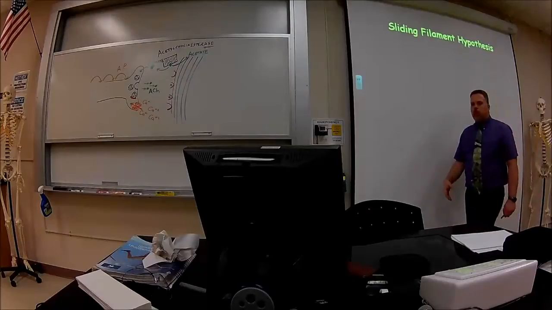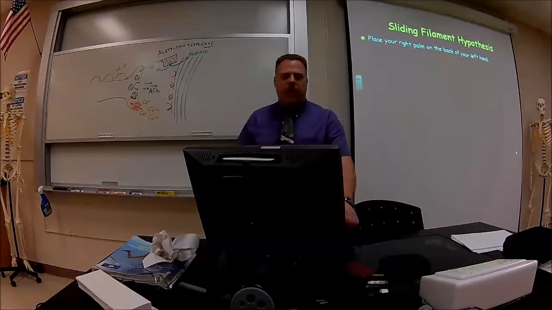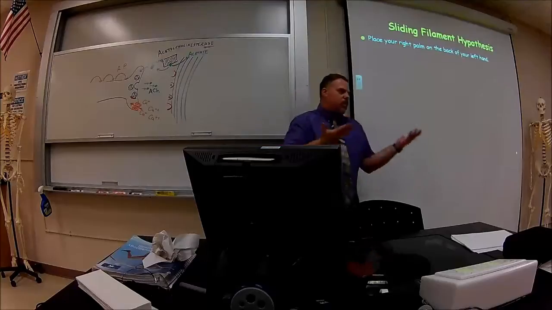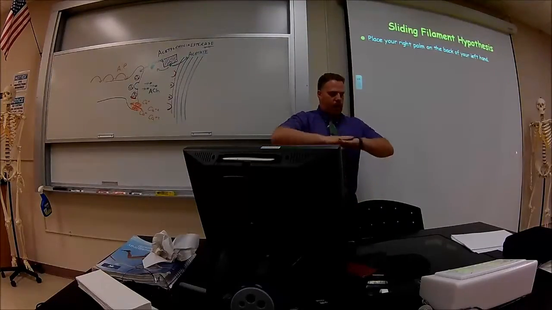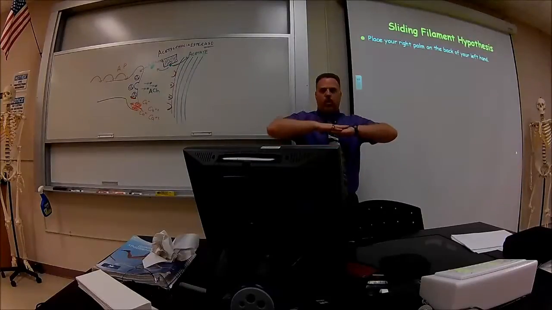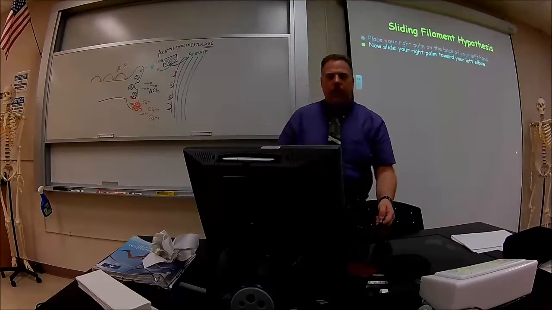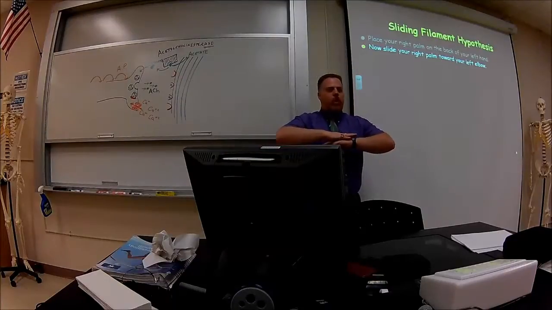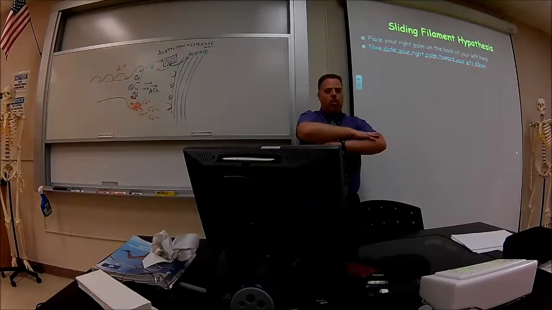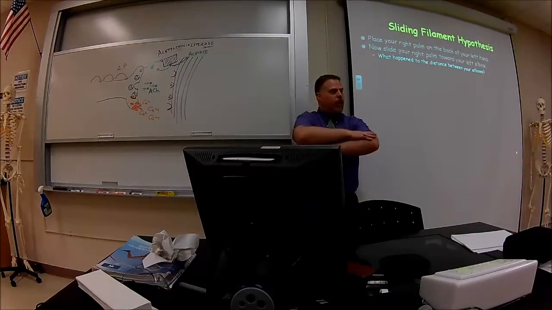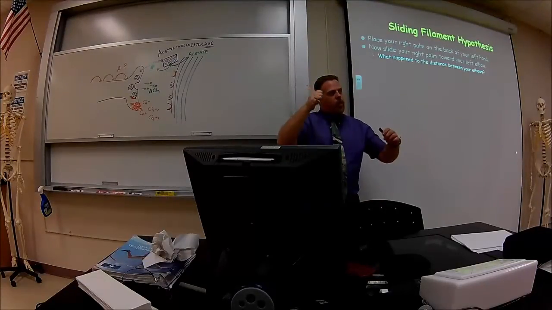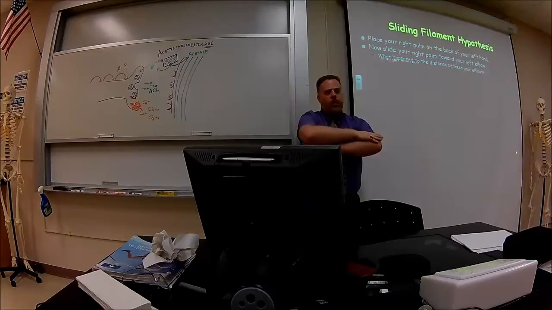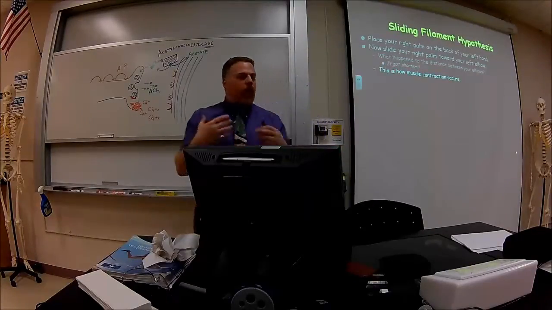Okay. So the sliding filament hypothesis is basically placing your right palm on the back of your left hand. I read this someplace. And what's going to happen here, if you now slide the right palm towards your left elbow, what happens to the distance between your elbows? They got closer, right? They got shorter. We're not changing the length of the arm or the length of this arm. It's just they're riding over each other. And that's what we call a contraction.